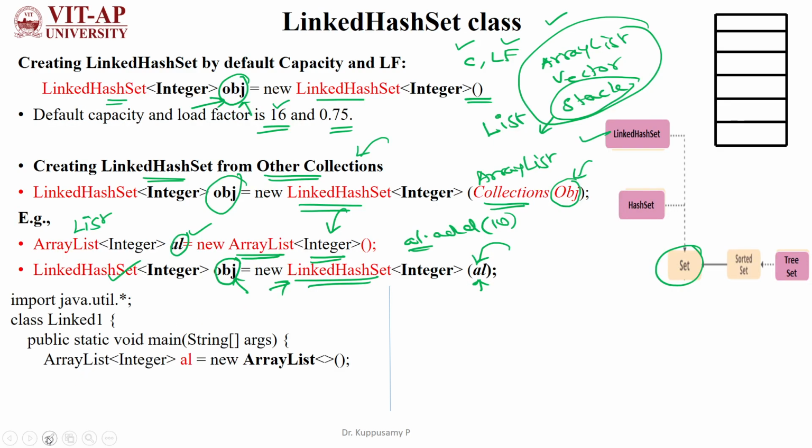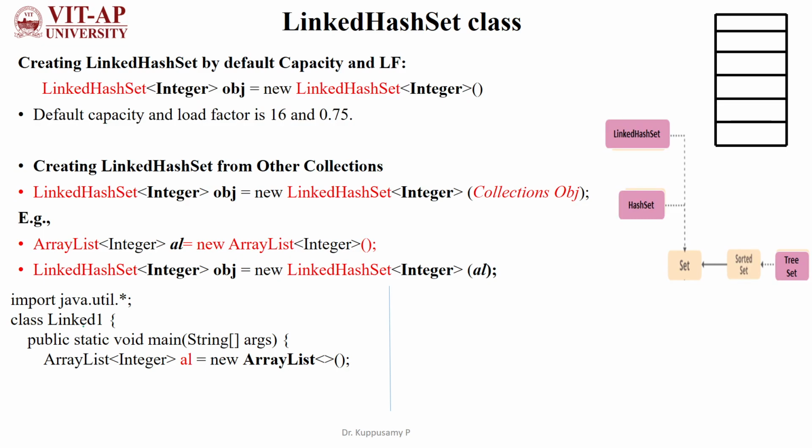Right, now I am giving a simple program. Here Linked is the class name and the main method is receiving the command line arguments. Here I am creating the object al by using the ArrayList class to implement the List interface. Then I am adding two elements which are of Integer data type, 10 and 4. So as of now my ArrayList has two elements, one is 10 and another one is 4. This name is al.